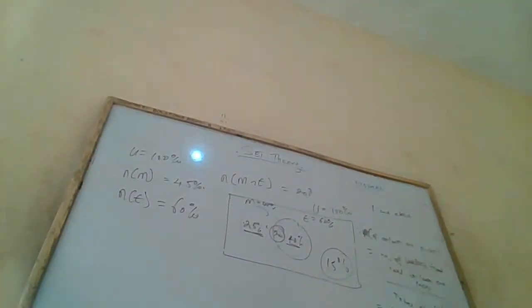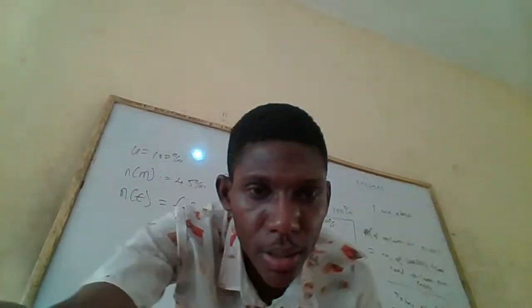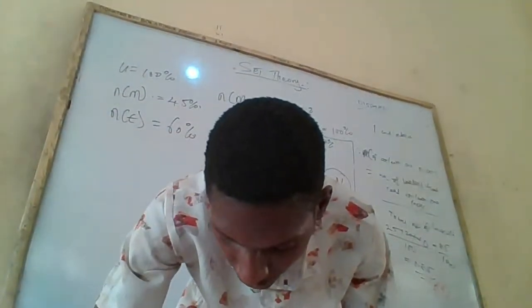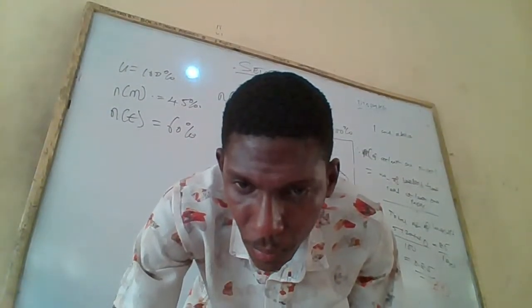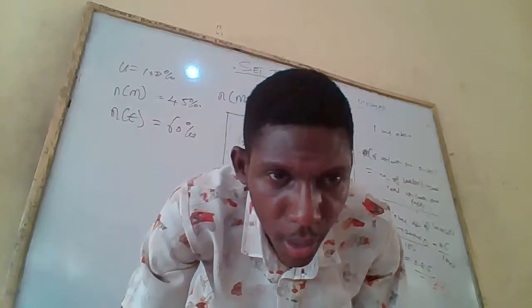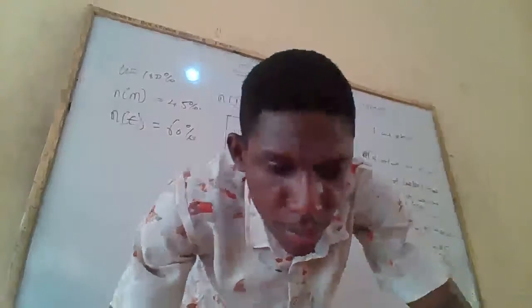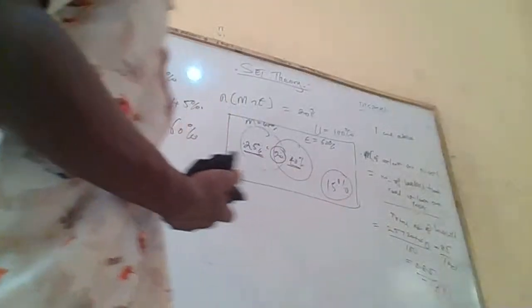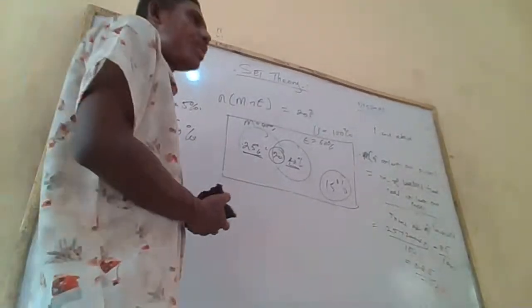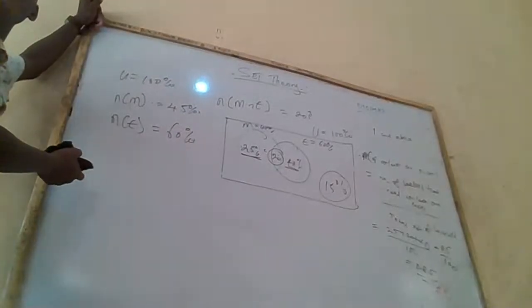Given that A and B are sets, find N of A union B. So are you with me? So what are you going to do? Can I know?